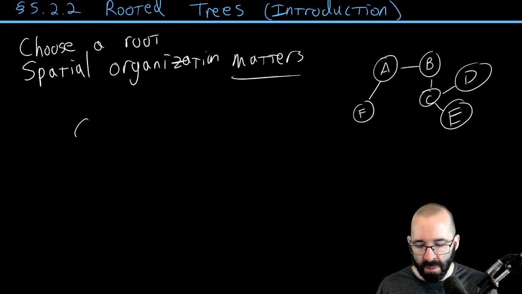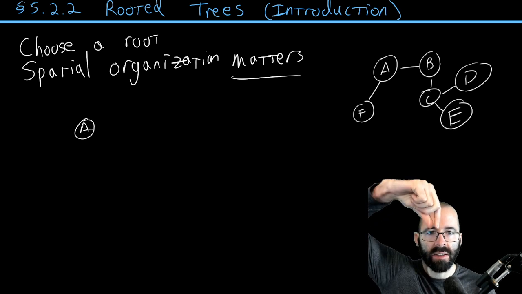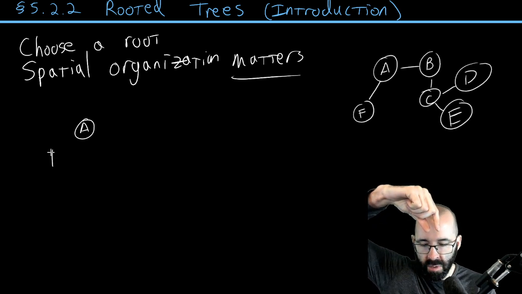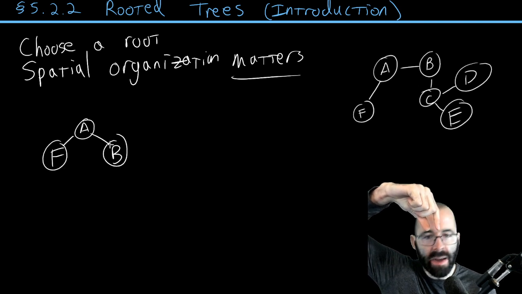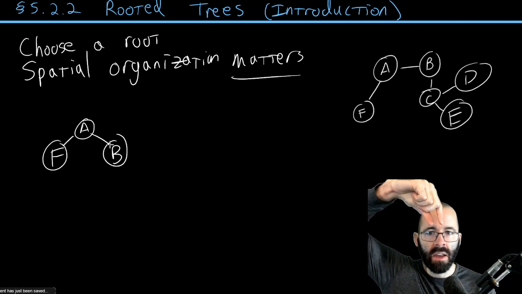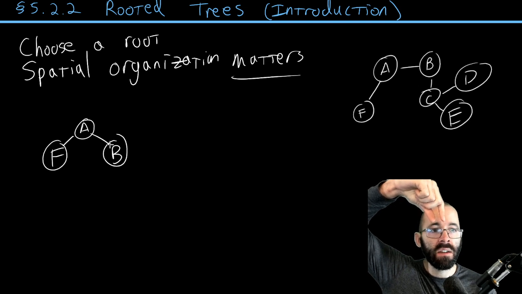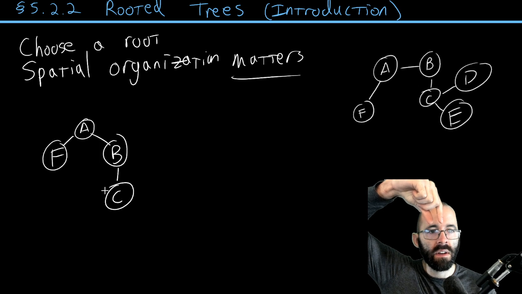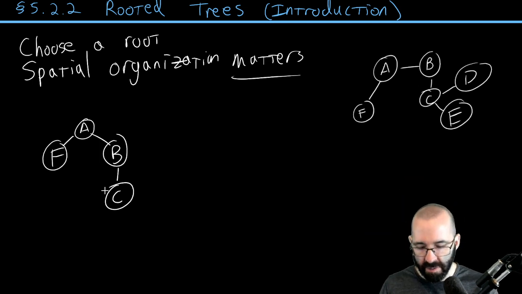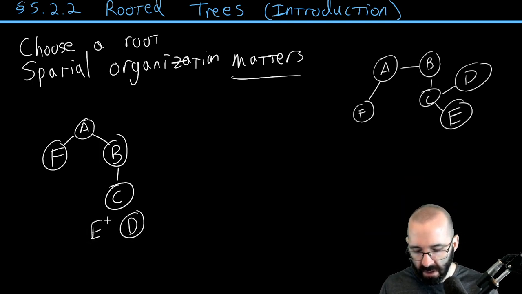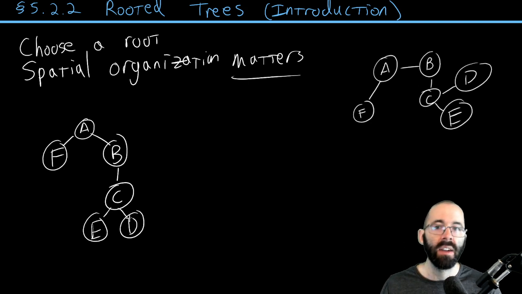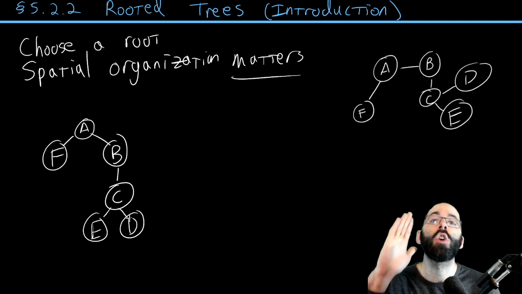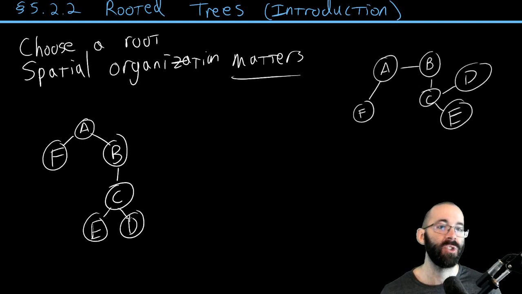We could do that by saying, all right, node A is now being plucked. What's hanging from node A? Well, F and B are hanging from node A. They still have the same edges. There's nothing hanging from F, but B has C hanging from it, and then C has E and D hanging from it. This is one way of making a rooted tree, and it's the same graph as this free tree.